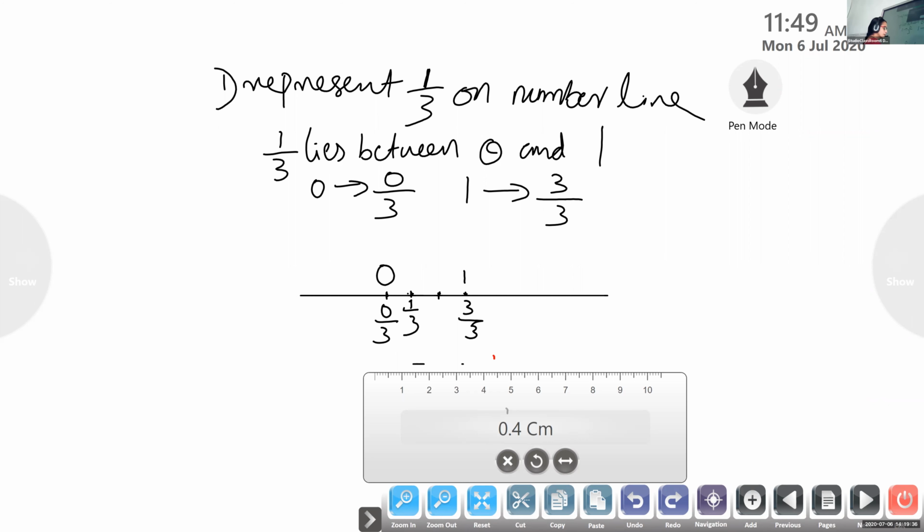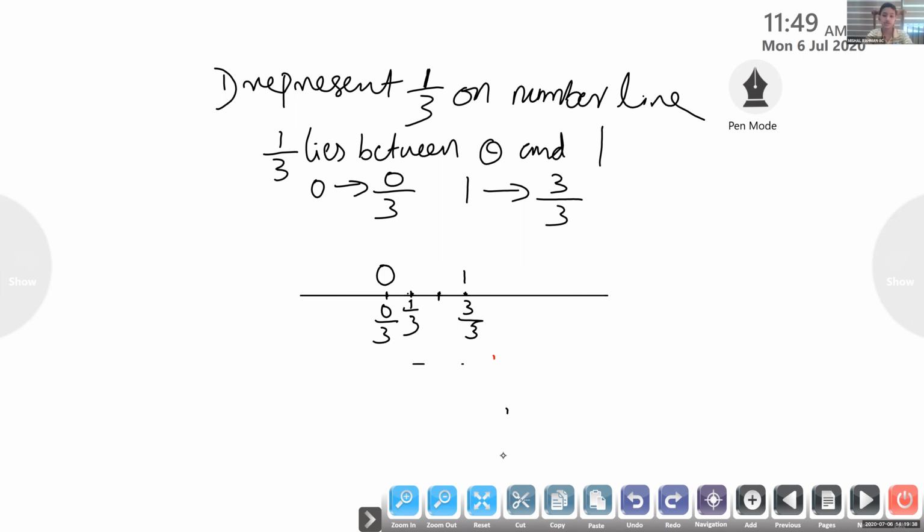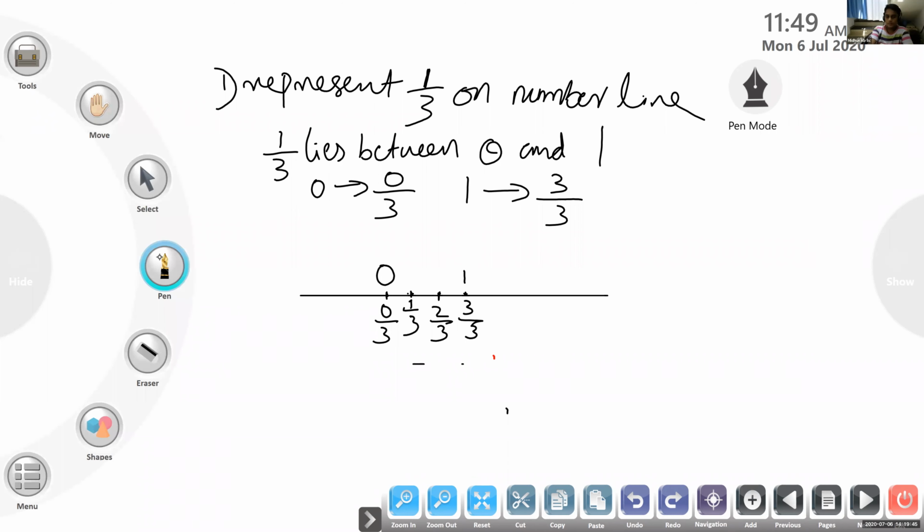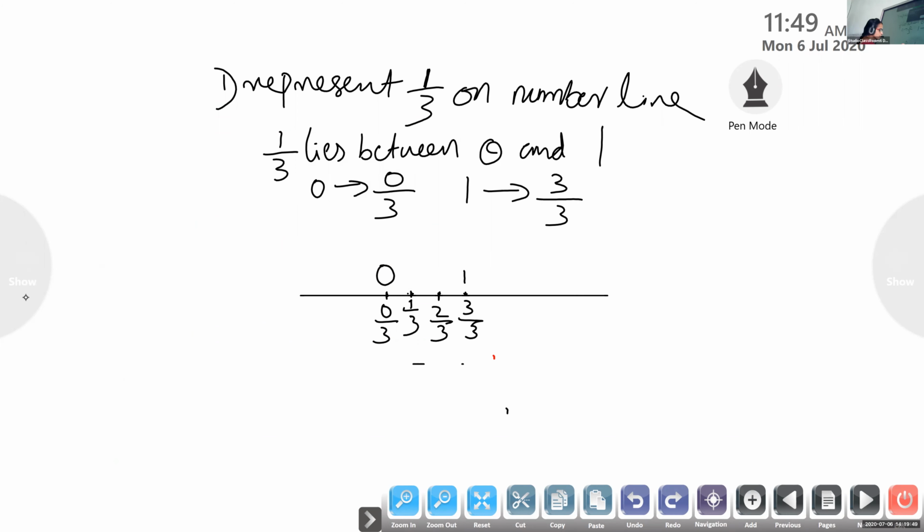And the second point is which one? 2/3. So what is our question? Represent 1/3. So from this point, draw a line and write this is our 1/3. This point is 1/3.